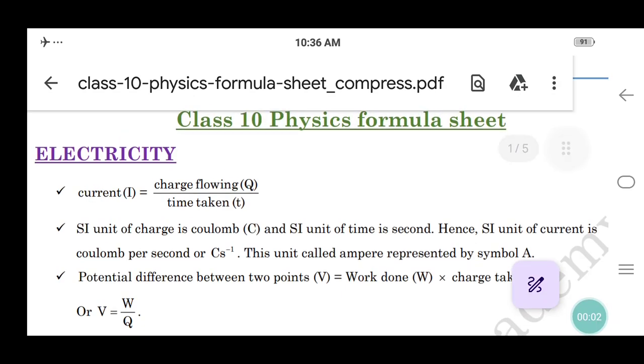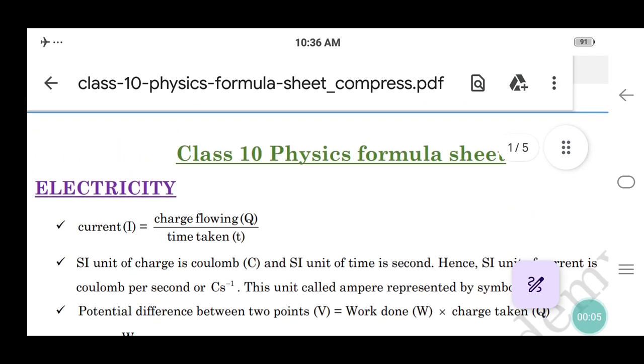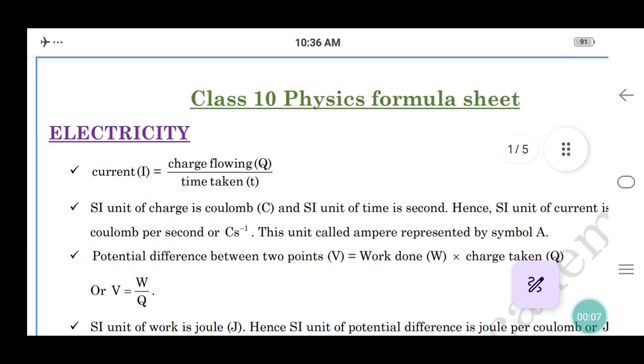Welcome. Today we are discussing class 10 physics formula sheets. The important formulas will be discussed here.